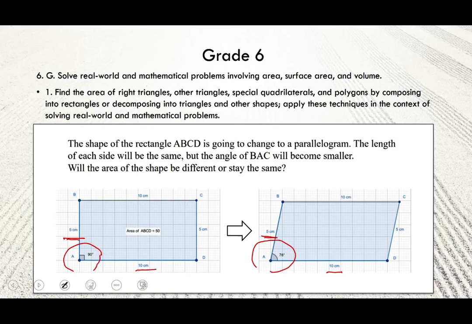Okay, will the area of the shape be different or stay the same? I need you to think about it. So now the rectangle will become a parallelogram. So we're going to come back to this.